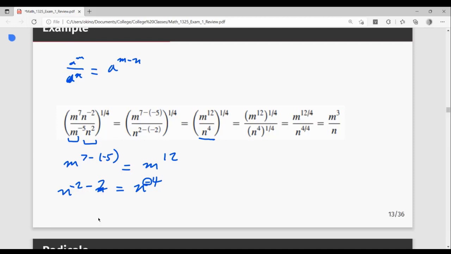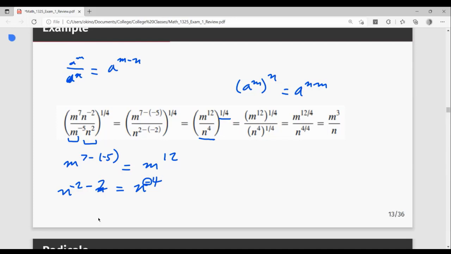With this, now let's work with that exponent on the outside, that 1/4. Let's distribute that to both our numerator and denominator. If you remember that property, if you have a to the m to the power of n, that's just a to the m times n. So we're going to have 12 times 1/4 and 4 times 1/4.